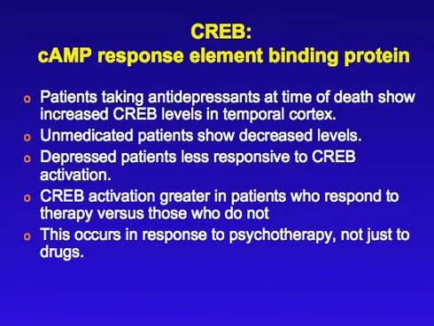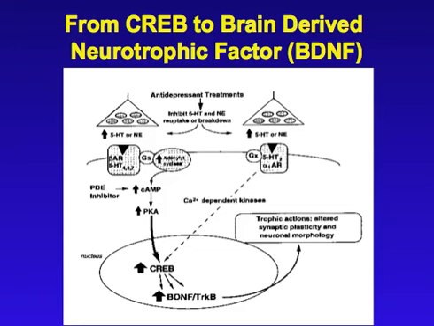Unmedicated patients show decreased levels. Depressed patients are less responsive to CREB activation, and CREB activation is greater in patients who respond to therapy versus those who do not. And this occurs with psychotherapy, not just drugs. We talked a little bit earlier about brain-derived neurotrophic factor. Well, it looks like CREB is directly involved in activating the genes that produce brain-derived neurotrophic factor.